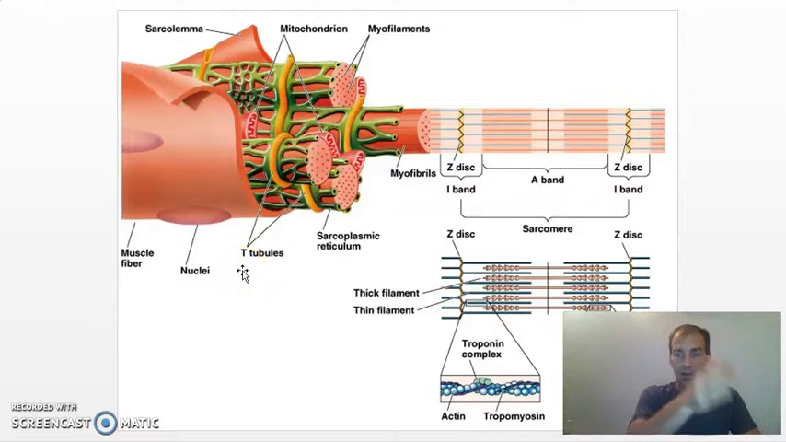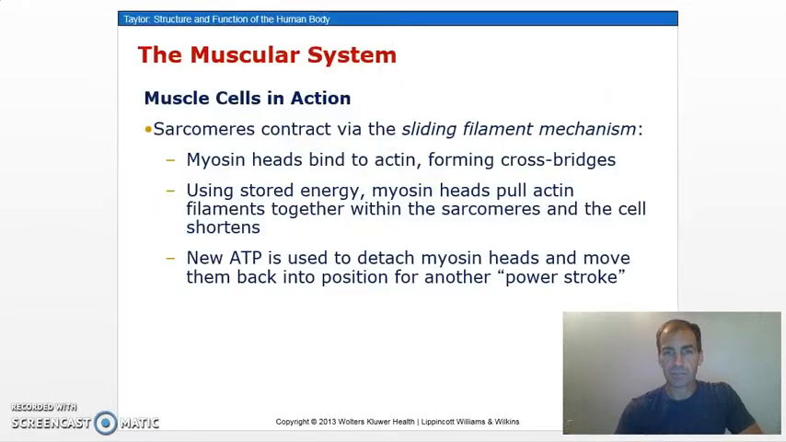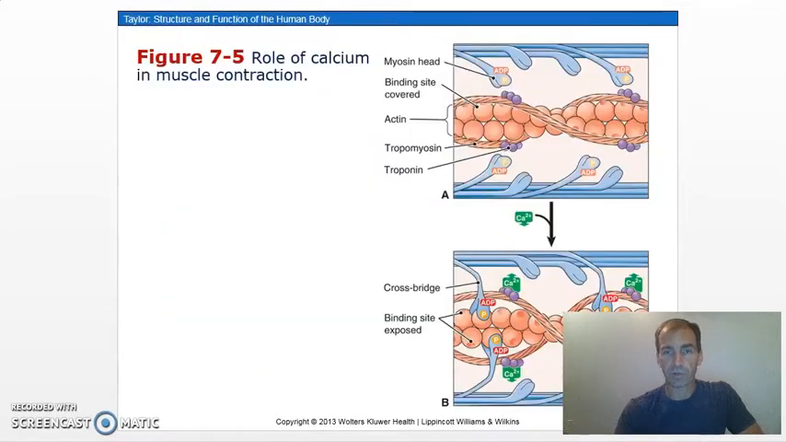They are literally lined up back to back to back, tens of thousands of them. We're just going to look at one sarcomere, because what happens in one sarcomere happens in all of them. If one sarcomere contracts, they all contract. Let's go through the process here. This is another picture of what this looks like, but I want to go through an animation of it, so it's a little more clear for us.